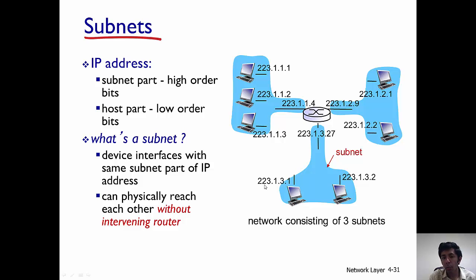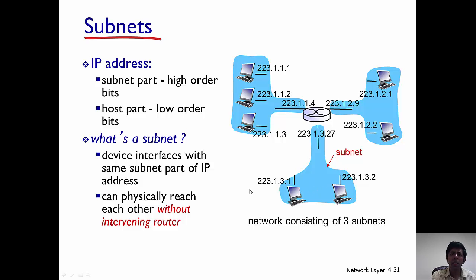Similarly here, 223.1.3 is common to each of these 3 interfaces, and where they differ is in the last 8 bits, where it's 1, 2, and 27. So these 3 interfaces together form another subnet. So in this particular example, there are 3 subnets.